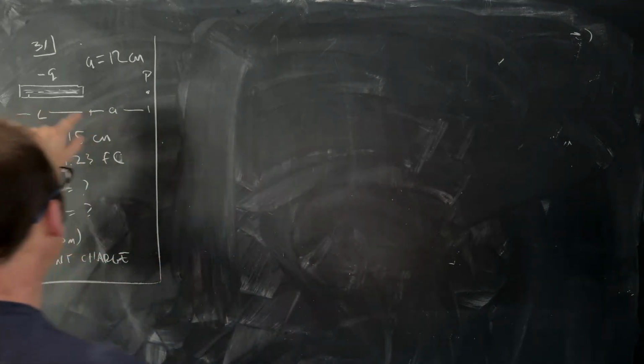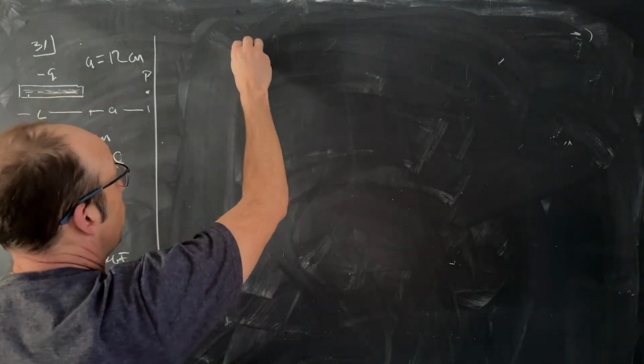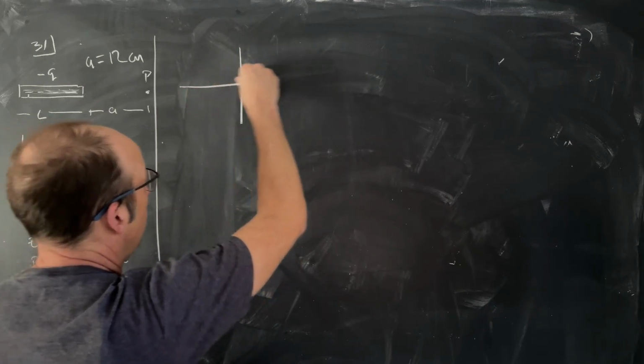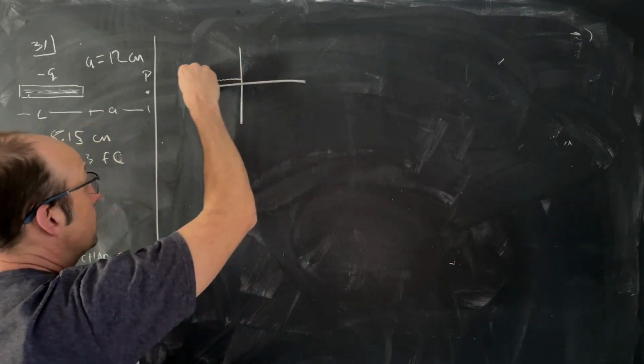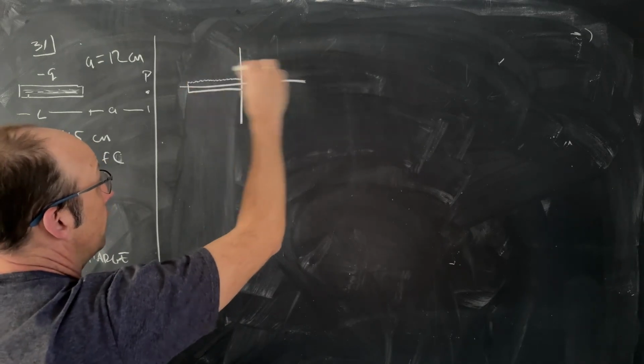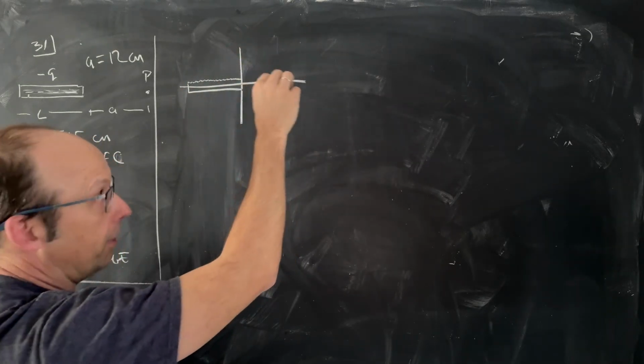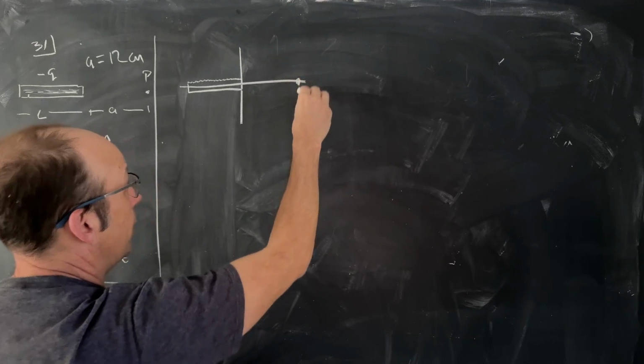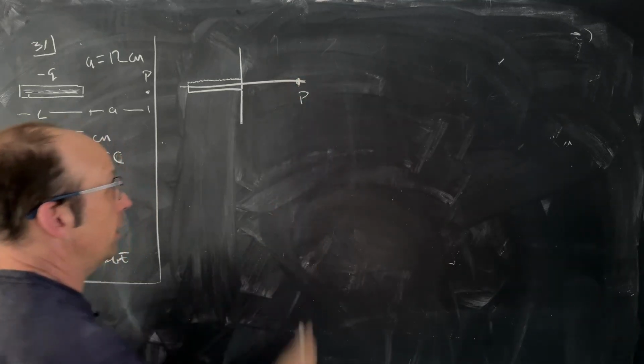OK. So I have this rod. I'm going to redraw it right here. I'm going to put it on the x-axis in the negative x direction. And it's a negative charge, but I don't really care about that. And then I have my point over here. I'll call that point P, just like they did.